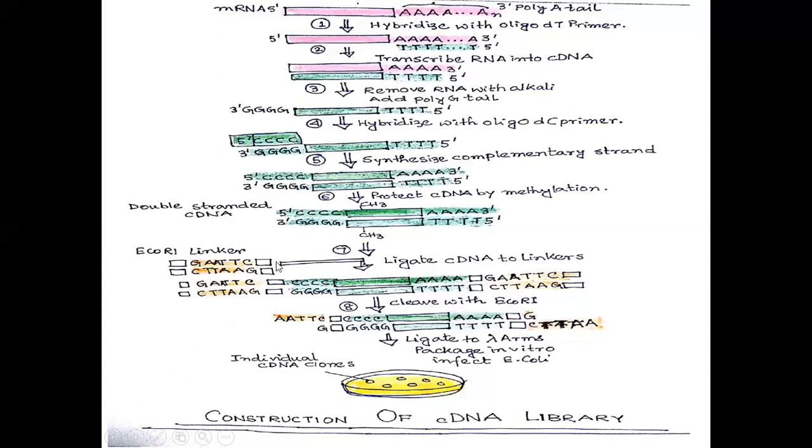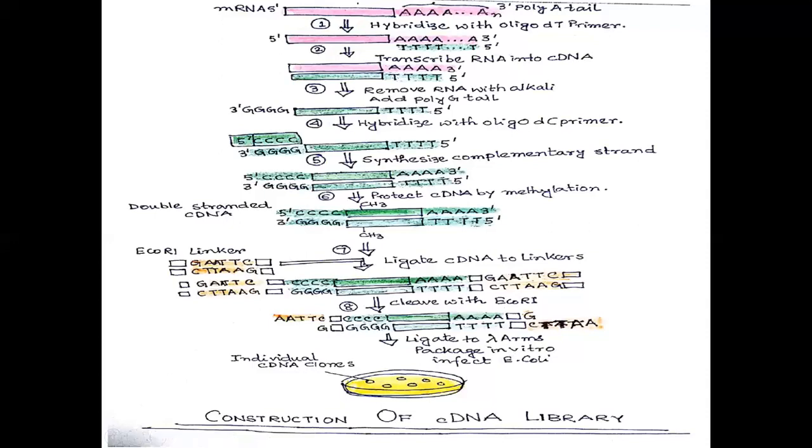Linkers are some palindromic sequences which can be recognized by a specific restriction enzyme. So suppose we have taken the restriction enzyme EcoR1, we will use the double-stranded EcoR1 restriction site, and we will use ligase enzyme to ligate these at the two termini of our double-stranded complementary DNA. Once we have done this joining, we will use EcoR1 to cleave this linker portion, and similarly we will also cut the vector DNA using EcoR1.